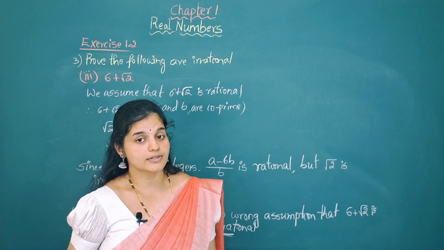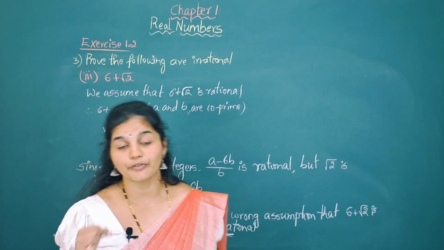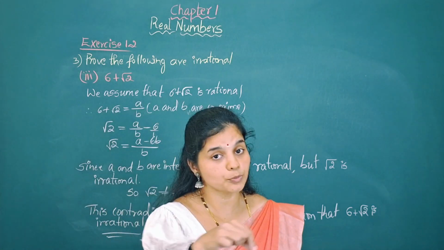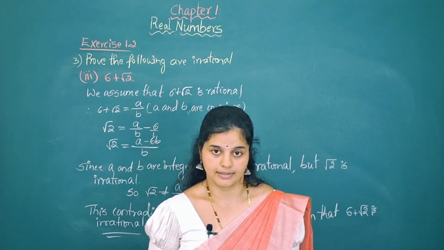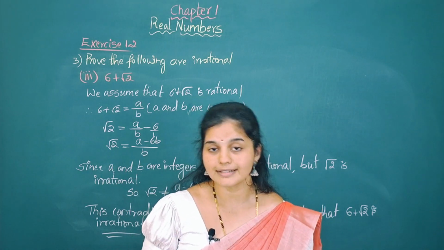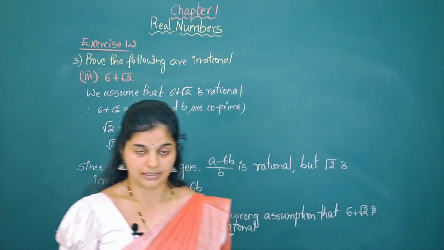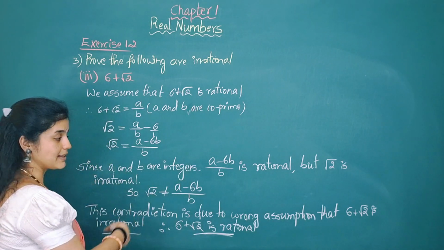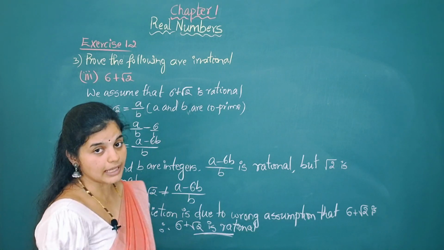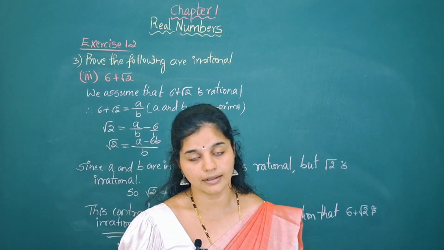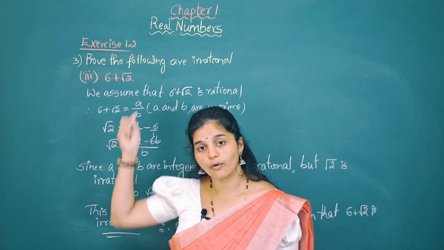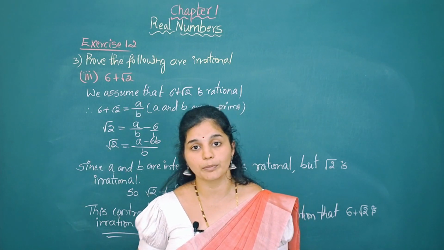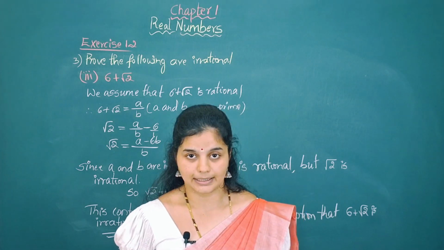Why we have come across that situation is because of our wrong assumption. We have assumed it wrong. That made us get a wrong result. So what we have to do is make our assumption correct. So while we correct our assumption, we are going to prove that the given number is irrational. So this is how you can solve all the questions of exercise 1.2 from the chapter real numbers.